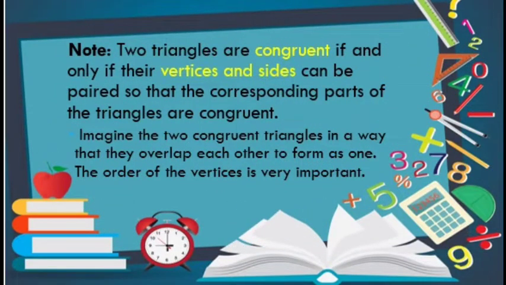Take note that two triangles are congruent if and only if their vertices and sides can be paired so that the corresponding parts of the triangles are congruent.